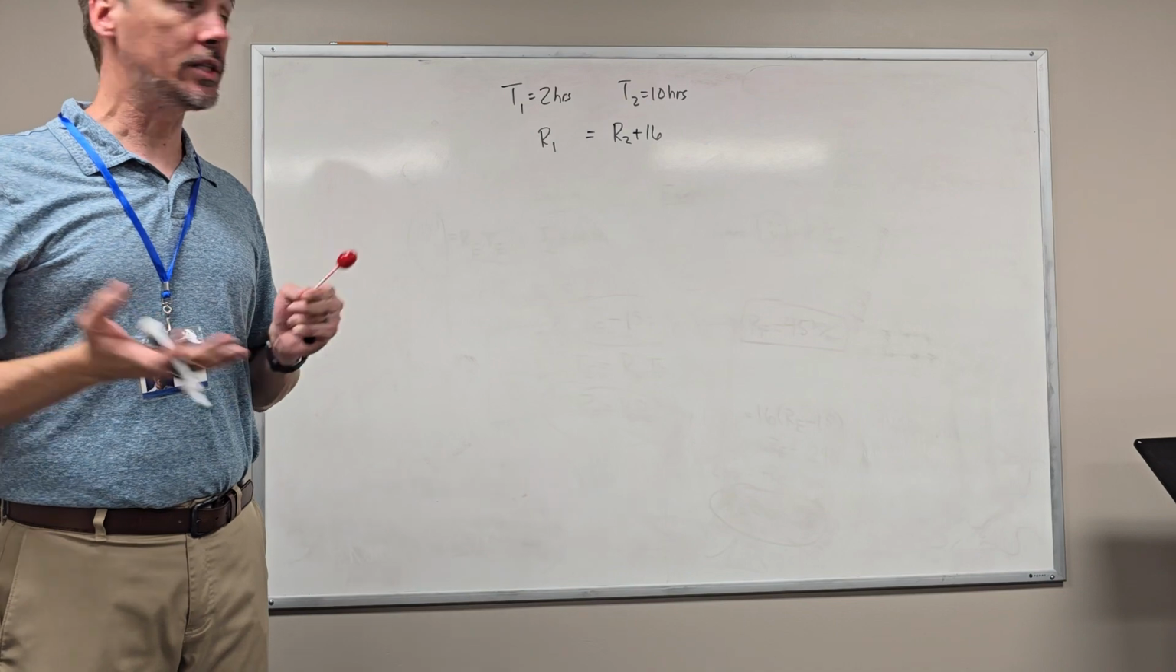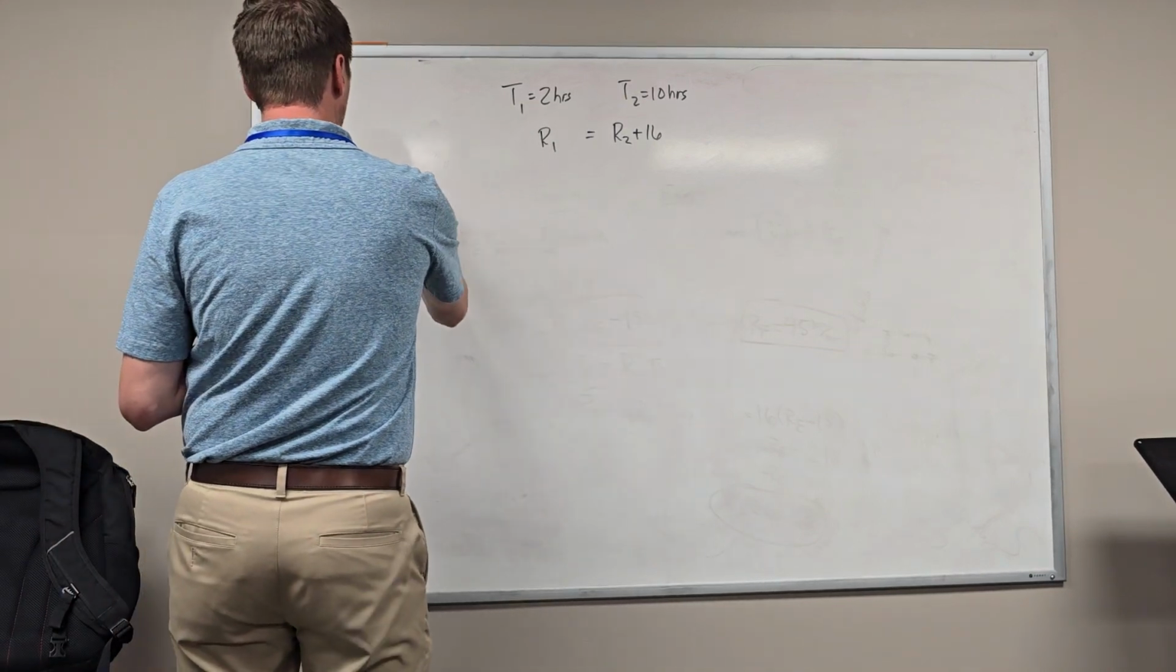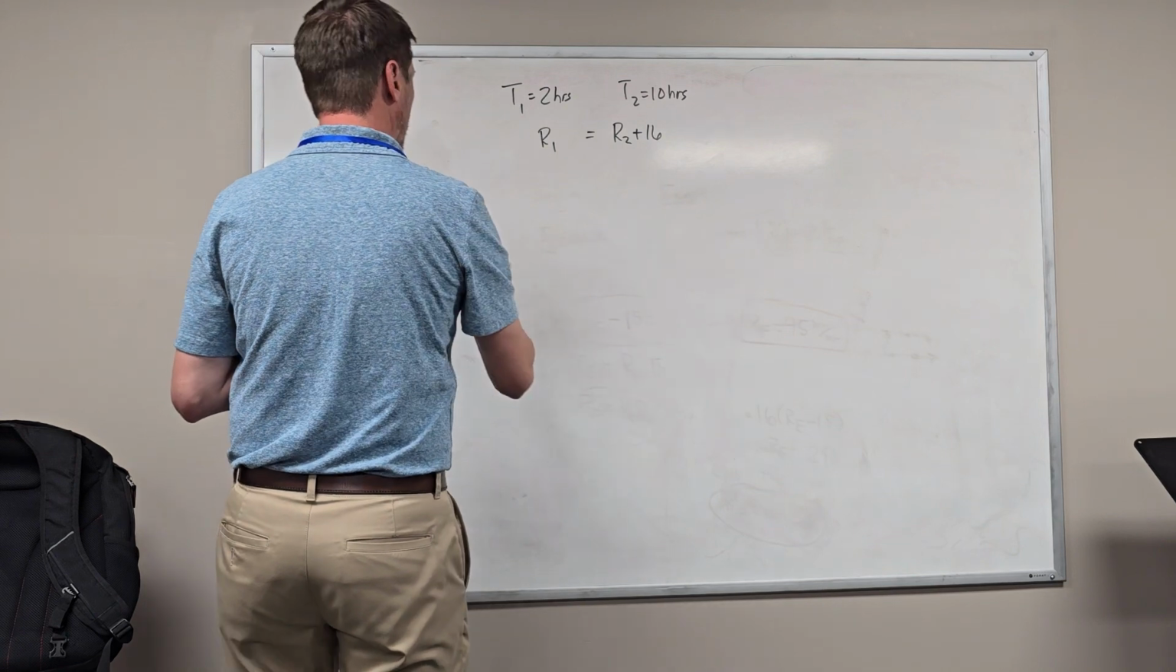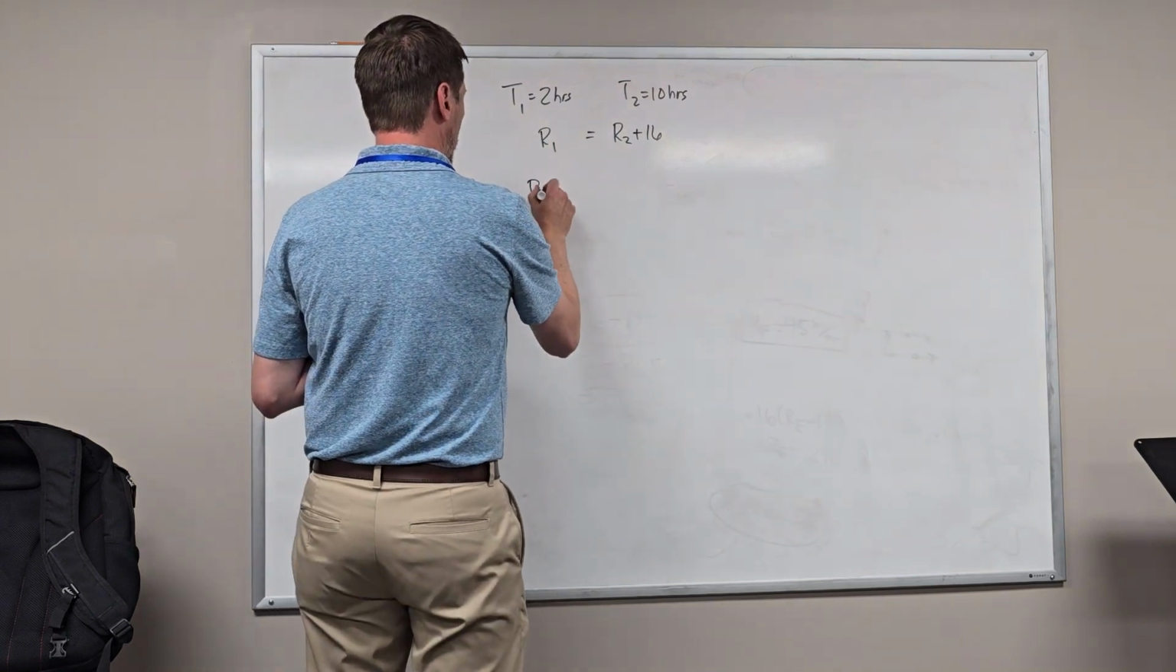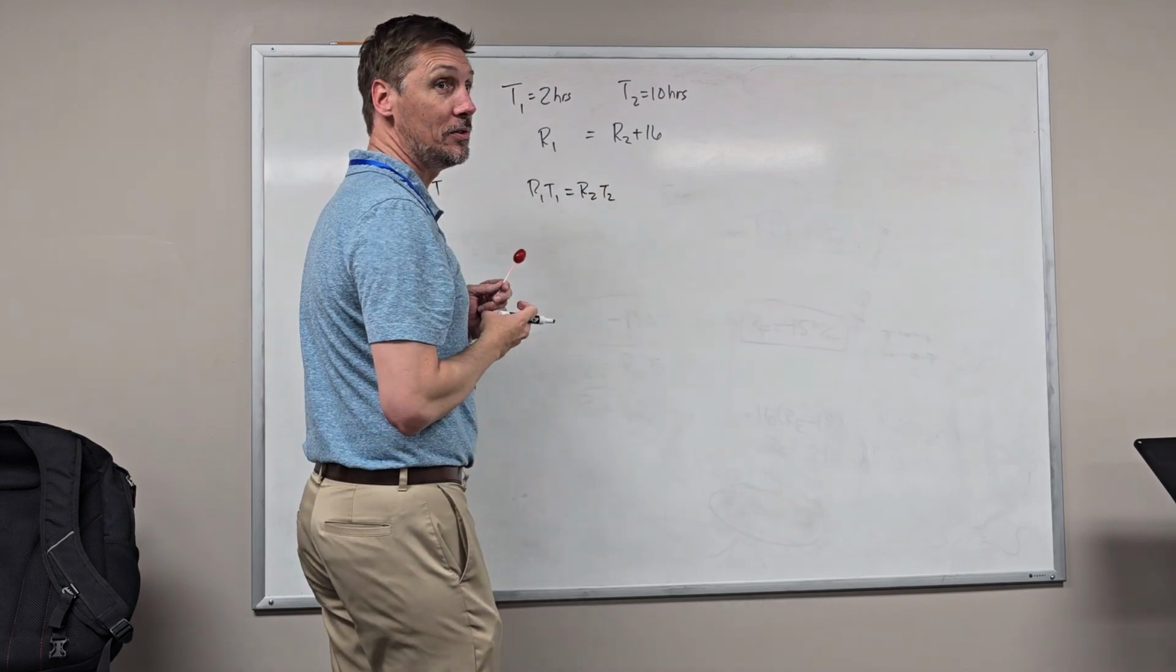Again, the distances are the same. So since we know that D equals RT, that means that R1 T1 has got to equal R2 T2.